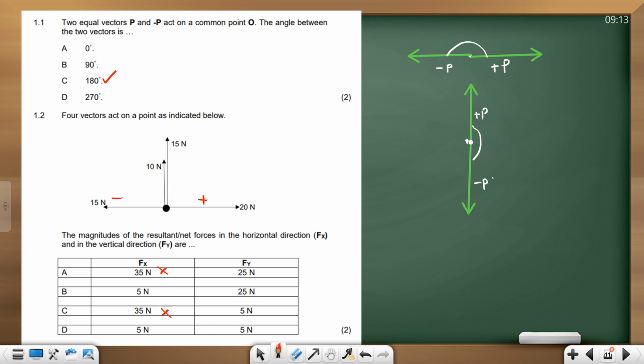Let's look at the vertical. In which direction are they? They are both in the same direction. So let's choose upward as positive. This one is positive, this one is positive. Let's add them together. What do we have? 25. So it's 5 and 25. Done. Answer is B. Simple physics. Guys, is it making sense? Simple things, you know? Let me know if we are good, guys.